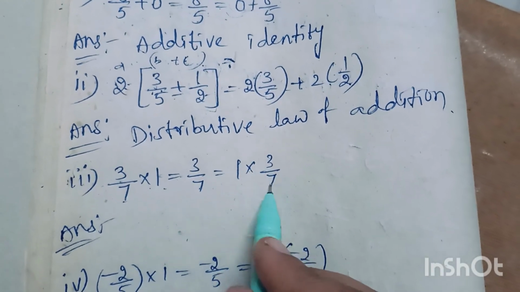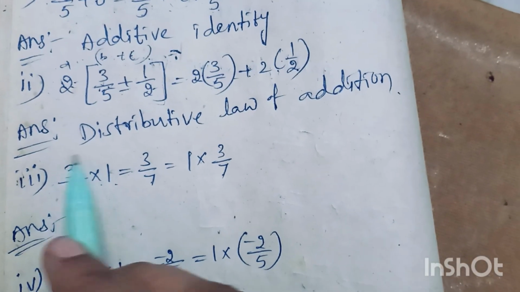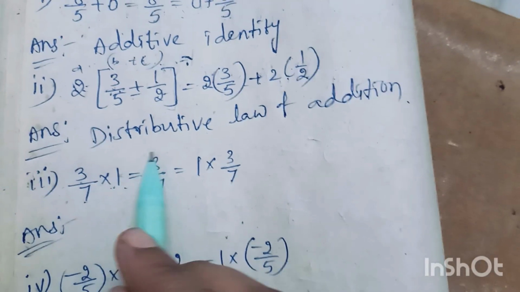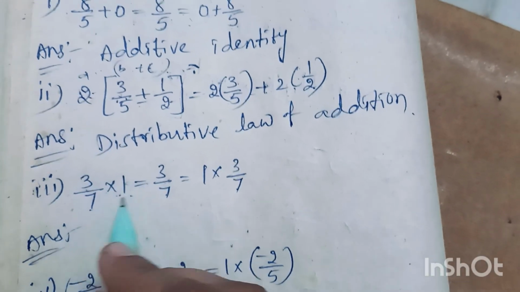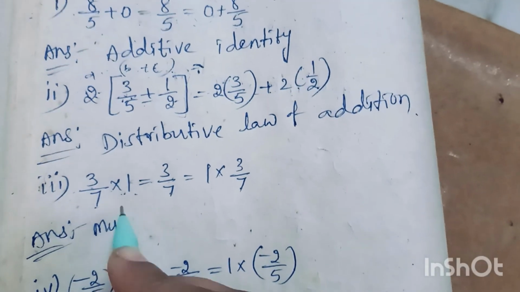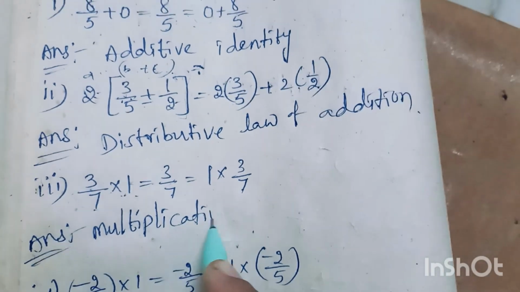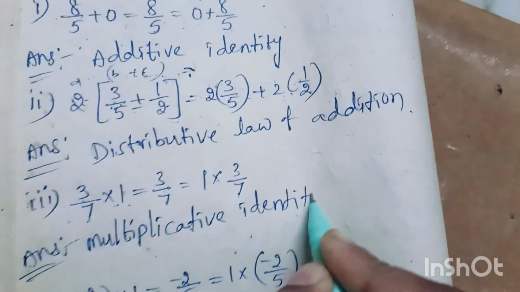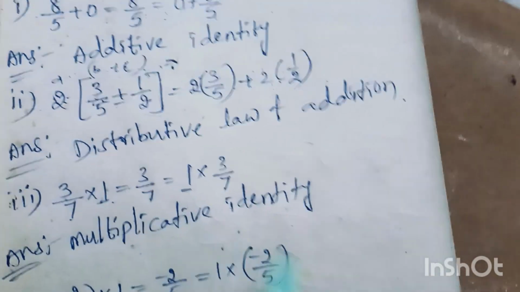And the next, third one: 3 by 7 into 1 equals 3 by 7 equals 1 into 3 by 7. I already said that if you multiply any fraction with 1, you will get the same number. That is a multiplication we are doing with 1. Here what is that? Multiplicative identity. 1 is the multiplicative identity. Here we are using 1 only, so that's why it is multiplicative identity.